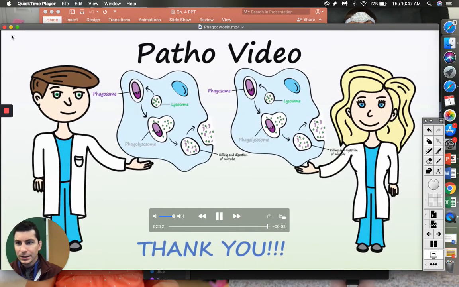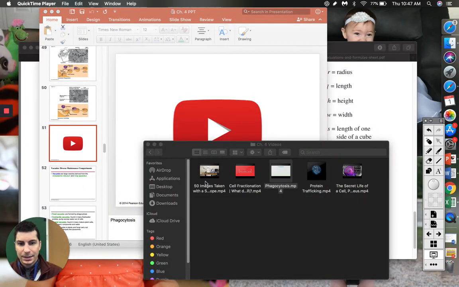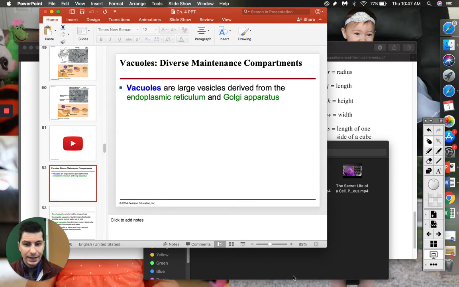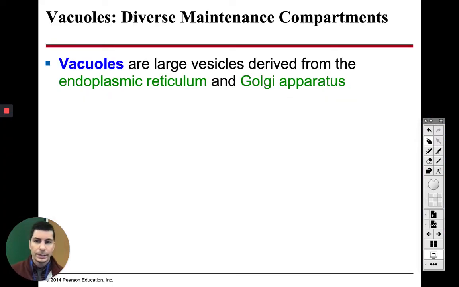All right, guys. So, not the most energetic person in the world, but his animations are really good. Okay, so that's it with phagocytosis, guys. It does involve the lysosomes because we're bringing things into the cell through the cell membrane, and then the lysosome may break them apart into smaller pieces.